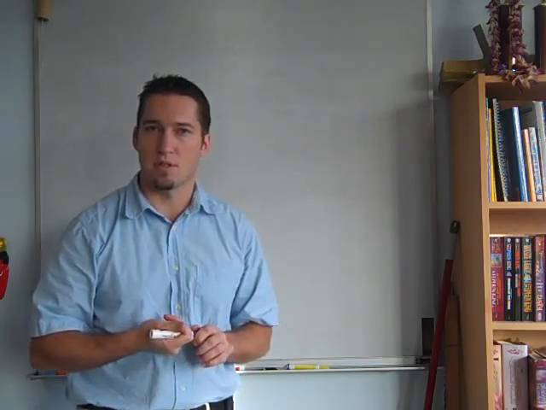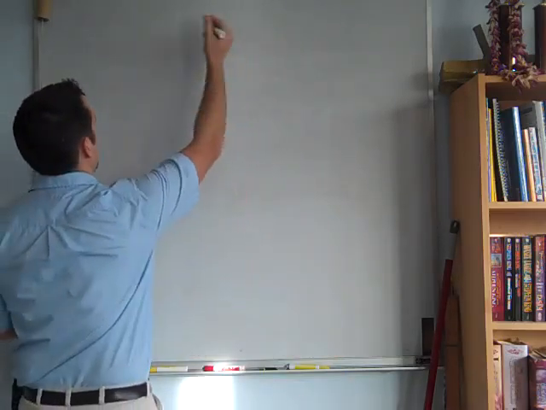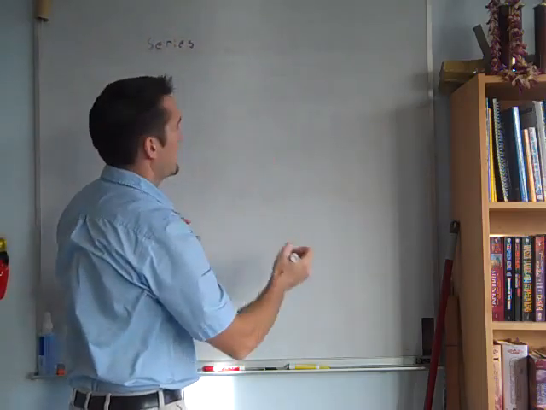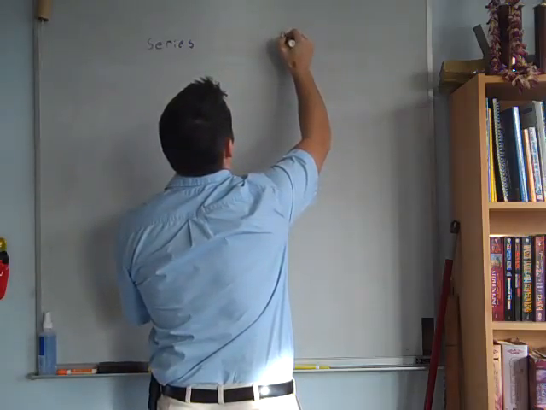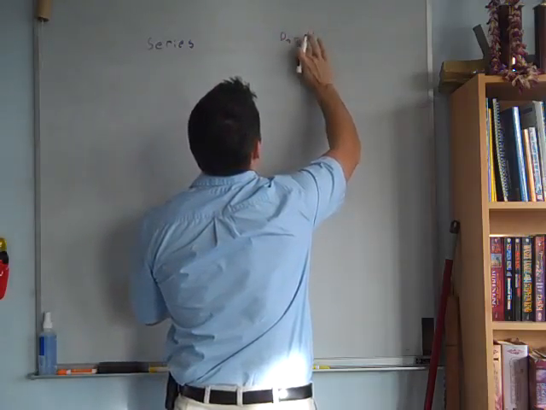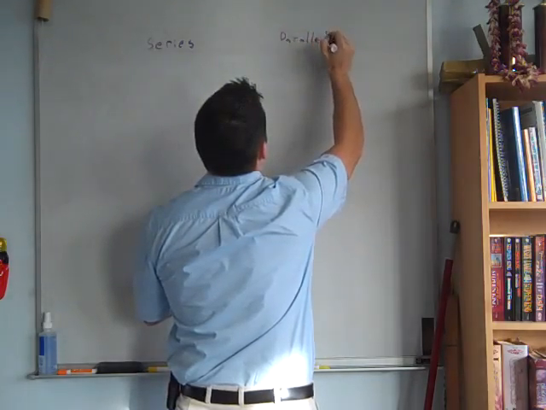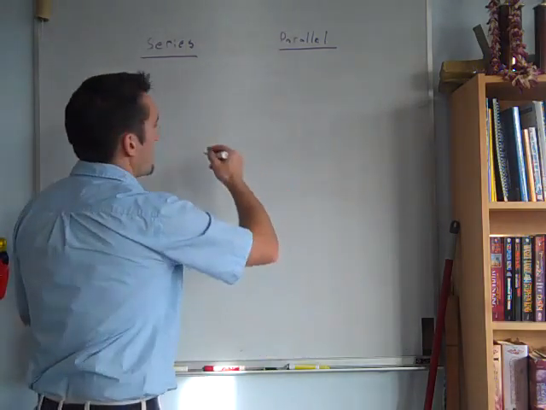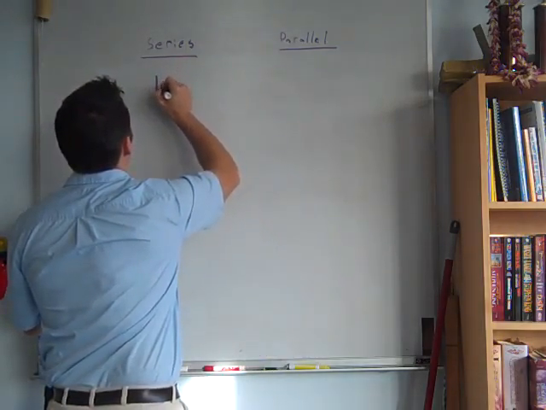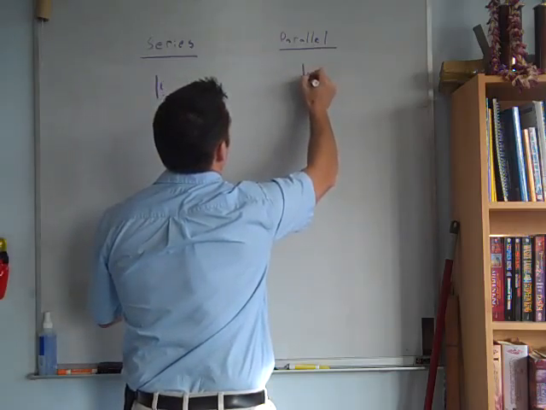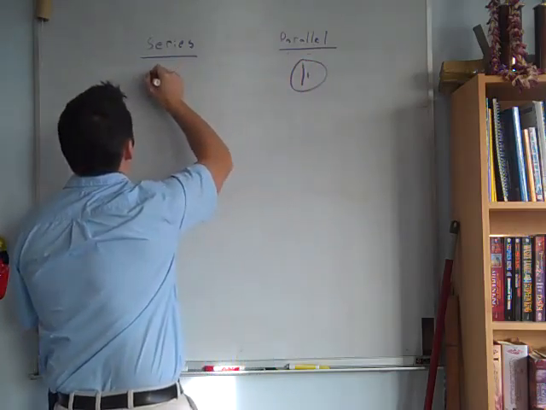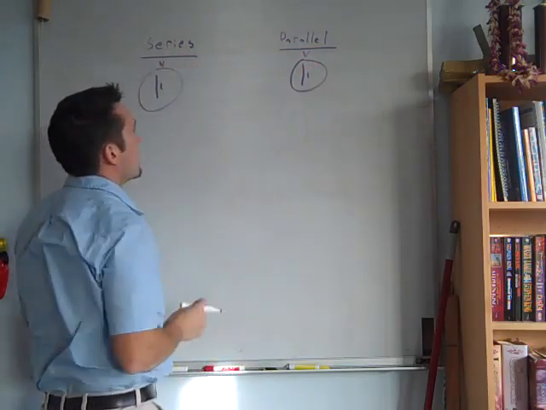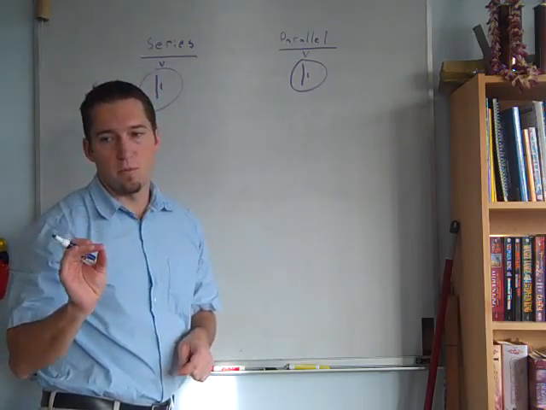So here are the two types of circuits that I want you to know about. We have a series circuit, and we have a parallel circuit. Both of these start with some kind of voltage source, V. And this is where they start to differ.